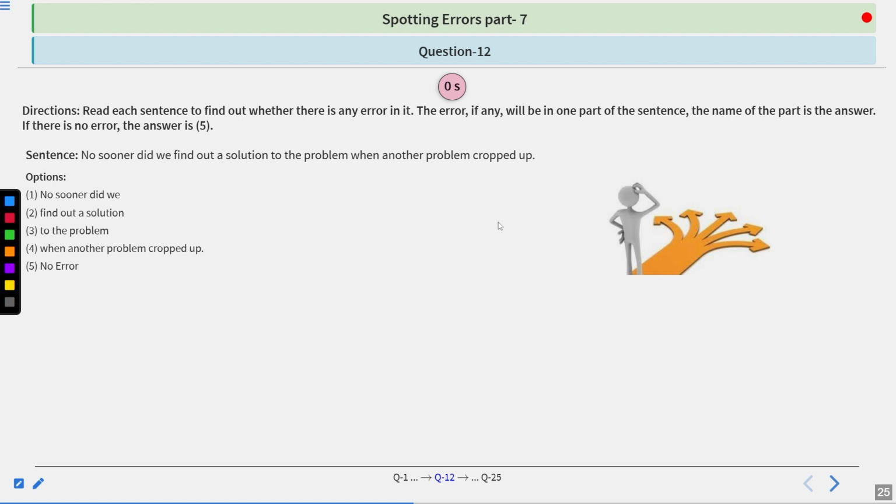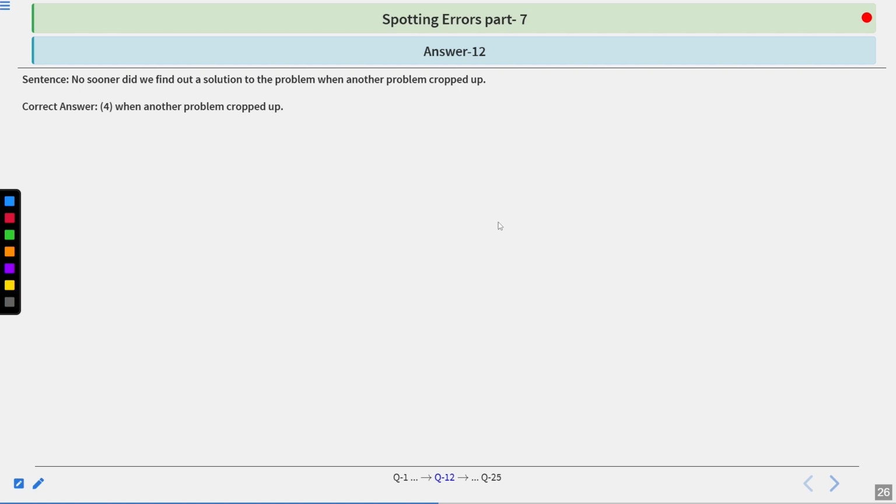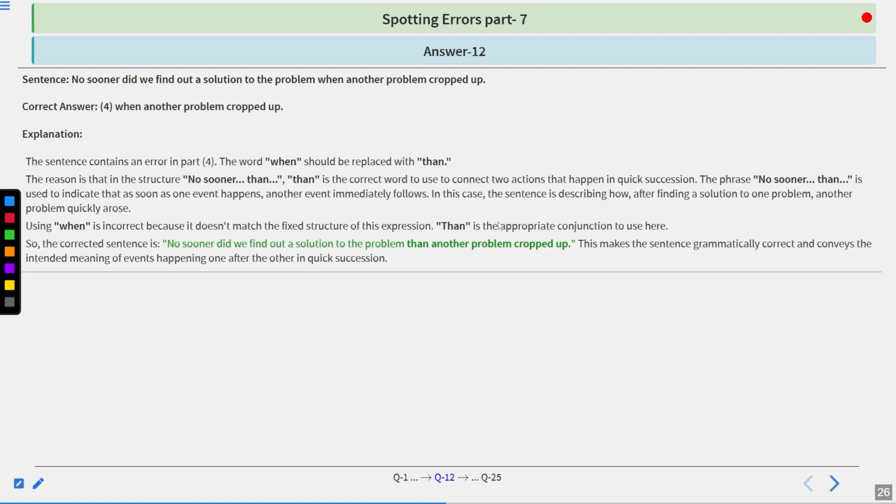I hope you have answered. Let's look at the correct answer. The correct answer is option number 4, "when another problem cropped up". The explanation is the word "when" should be replaced with "than". The reason is in the structure, "no sooner than" is the correct phrase to connect two actions that happen in quick succession. The phrase "no sooner than" is used to indicate that as soon as one event happens, another event immediately follows.